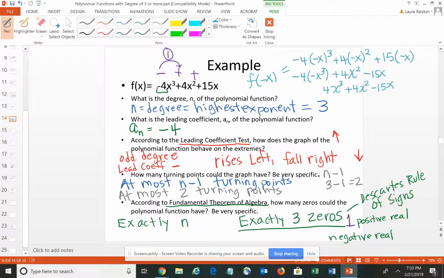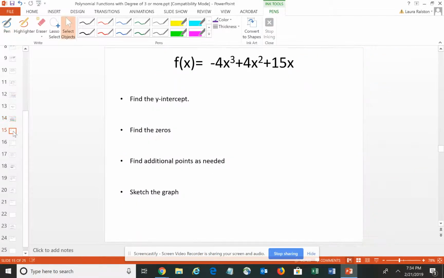That's my final answer. And so then if I go back and look at those sign changes again, I go from positive, positive, negative. Positive to positive is not a sign change. Positive to negative is a sign change. So I also have the possibility of having one negative real zero as well. Okay, so now I have a sense. I know I should have 3 zeros. I could have one positive and one negative. And so then I'm going to move on.